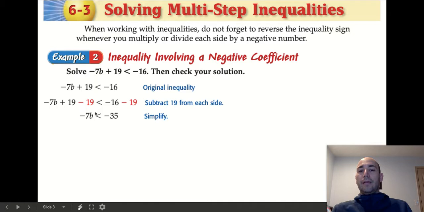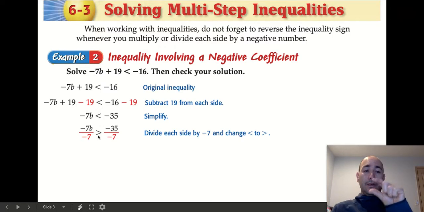The final step here is I need to divide by negative 7, because that's negative 7 times b, so the opposite of multiplying is dividing. Divide both sides by a negative. But what happens when you divide both sides by a negative? You need to flip the inequality symbol. It needs to go in the other direction. So that would leave me with b is greater than positive 5. Negative divided by negative is a positive.